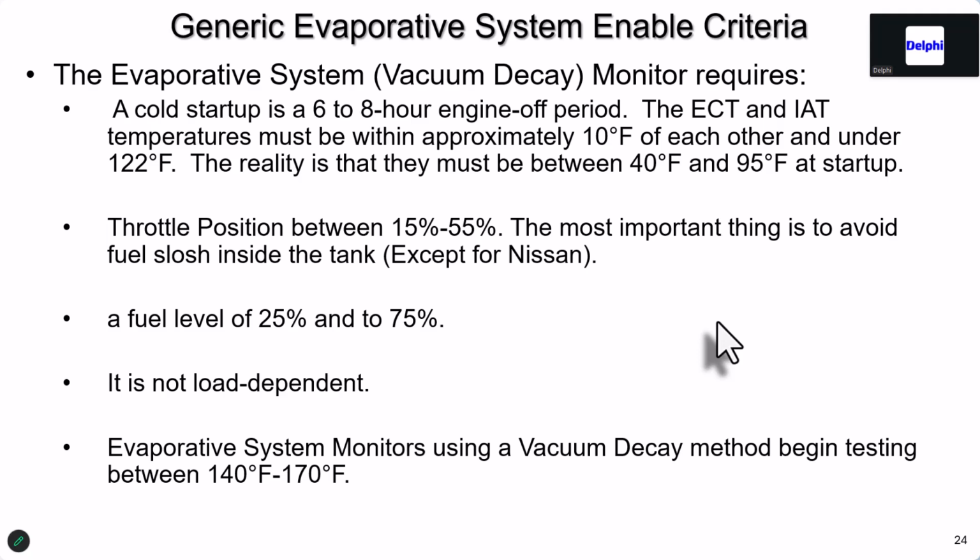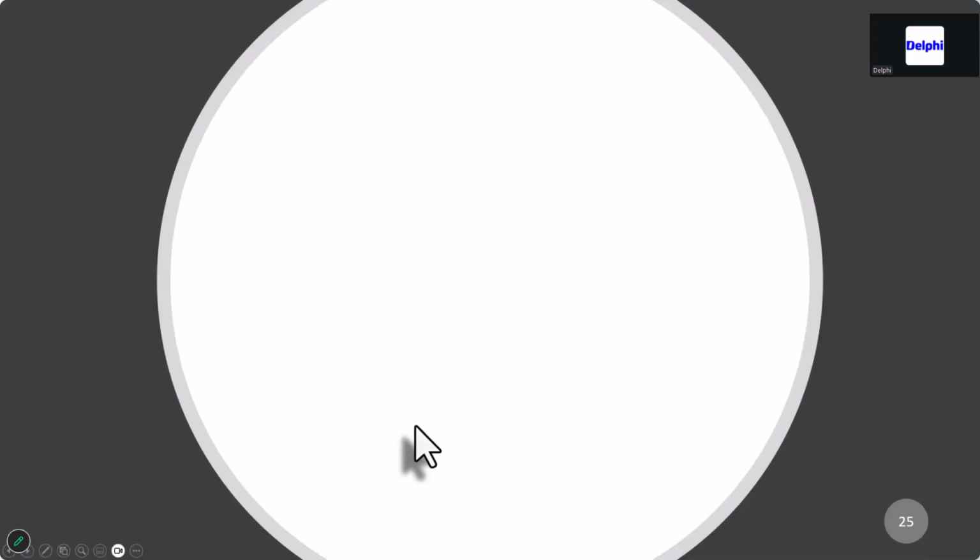Except for Nissans, who have a fuel tank temperature sensor in the tank, and they use that, and it needs to rise 2 degrees Celsius, 4 degrees Fahrenheit, to be able to know that there's enough pressure in the tank to test. And the other thing on evap, it's not load dependent, which means if you want to run an evap monitor hanging on the hoist, or you want to run it on a dyno with no load, it's okay. It doesn't need load, it needs speed. And the last one, they usually kick in somewhere between 140 and 170 degrees for them to begin their evap testing. Okay, so this is what I call my generic criteria.